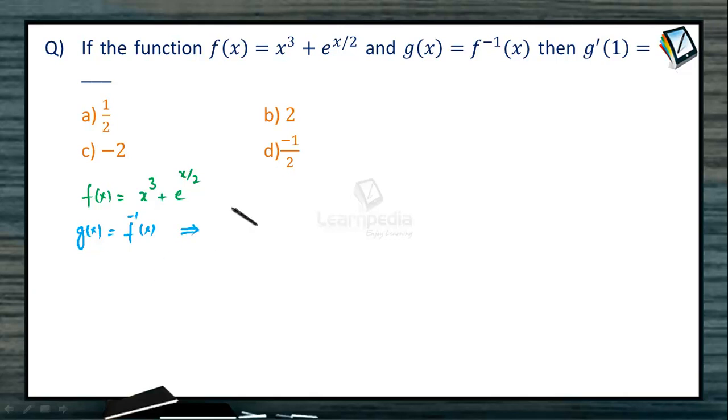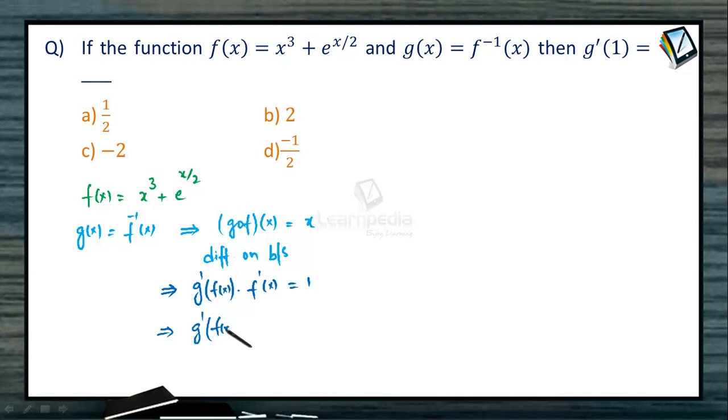Now when do we say g is the inverse of f? Yes, clearly the composite function g circle f of x would give us x. Now what happens if we differentiate this relation on both sides with respect to x? We get g dash of f of x, chain rule, times f dash x is equal to 1. So what is g dash of f of x? The value of g dash of f of x is 1 by f dash x. We will treat this as equation 1.